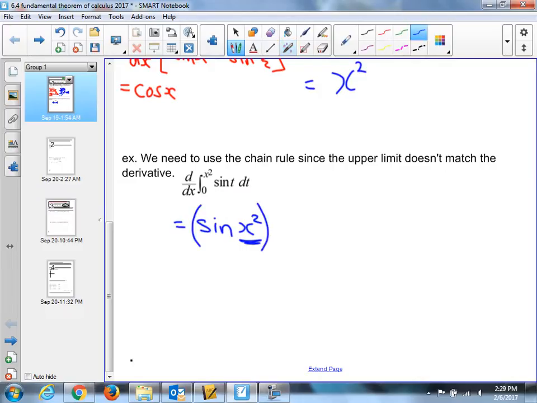I wonder if I'm disappearing. Oh, I was going to put d by dx of x squared, but 2x. I'm doing this in the order that you'd be thinking. You'd probably be most likely to see an answer like this, 2x sine of x squared.